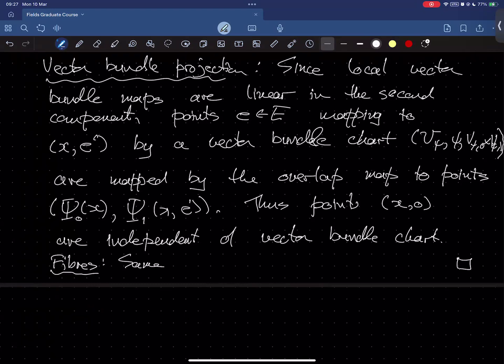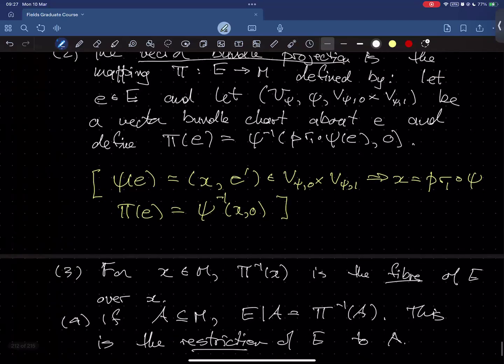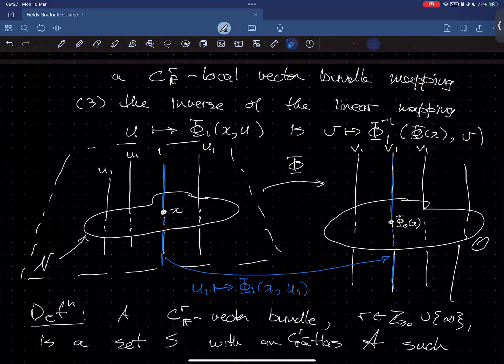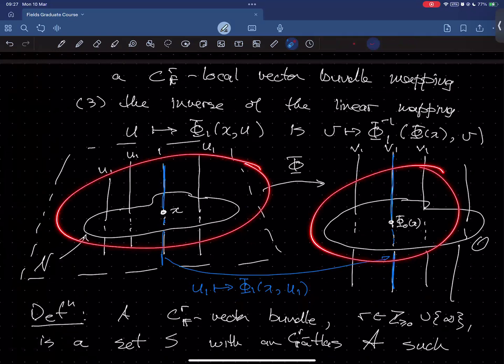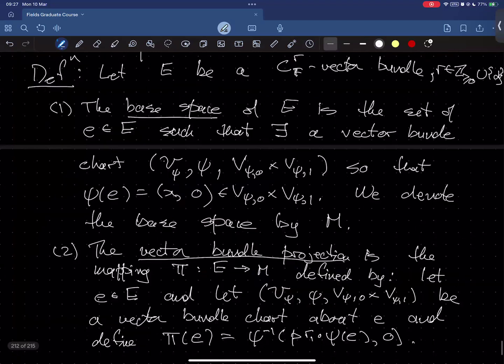Okay, so that's the sensibility of those definitions. Really, the fact that these things are independent of the vector bundle chart follows pretty obviously once you understand what a local vector bundle map looks like. The key thing is it maps all points here to points here, and a point here to a point here, so a zero vector to a zero vector. That's the key thing about a local vector bundle map. All right.